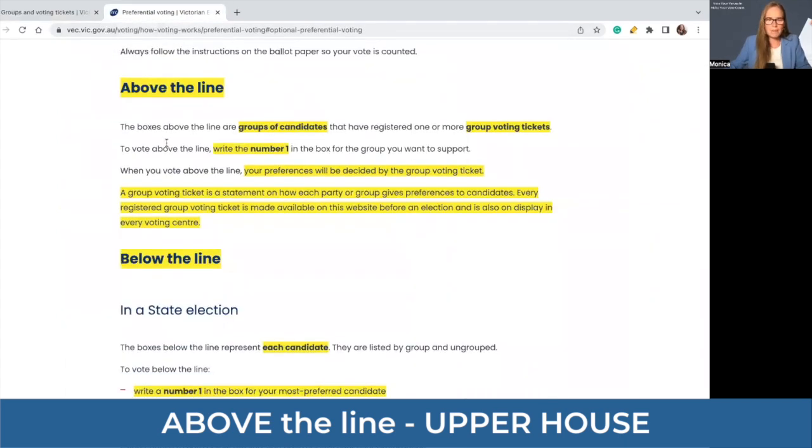Above the line. Now, keep in mind, this is all about the big white piece of paper. The boxes above the line are groups of candidates that have registered one or more group voting tickets. So that is obviously a party, or if two independents have formed a group. But in this case, mostly parties is what a group of candidates means, actually.